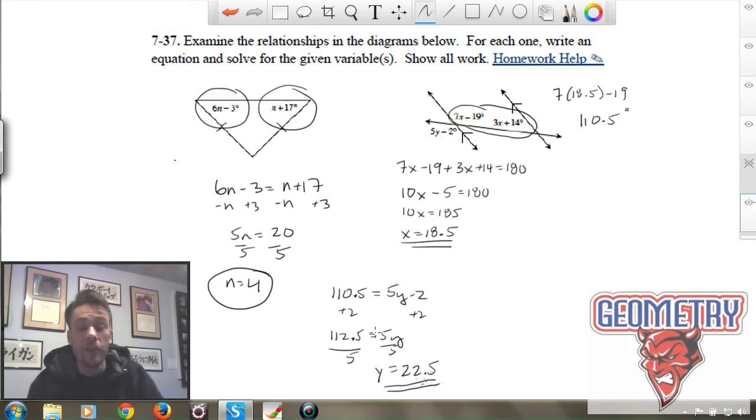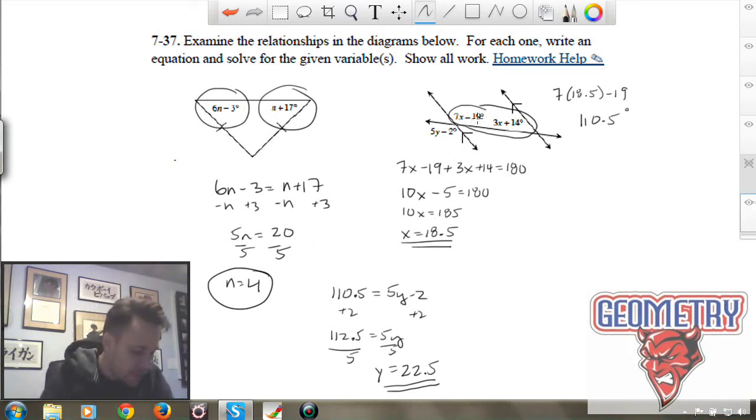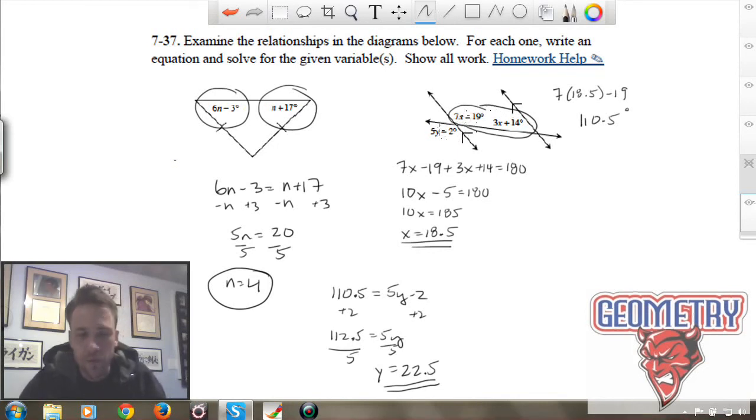Okay, so kind of an interesting one there. We had to use two relationships here to show that the angles were supplementary in order to get the value of x. And then once we found the value of x, we could find out what an angle was, which we knew was vertical to the expression for y.